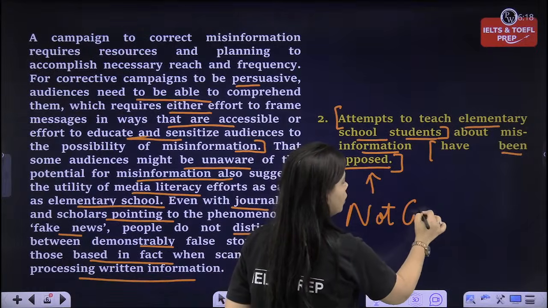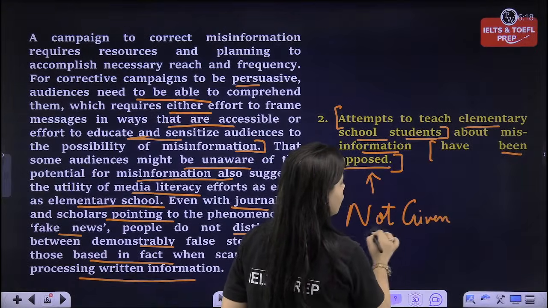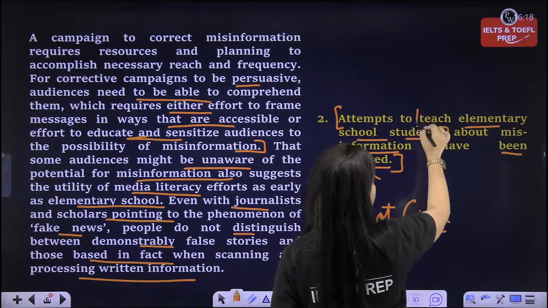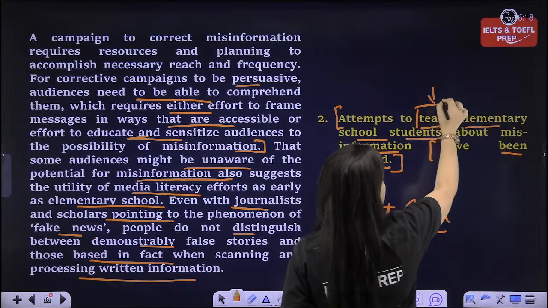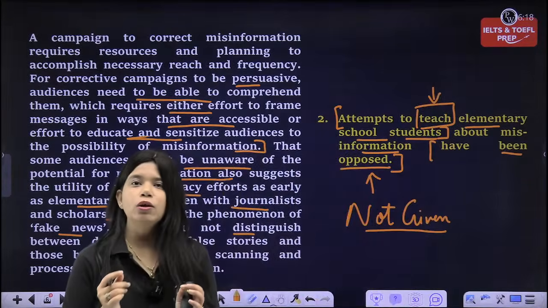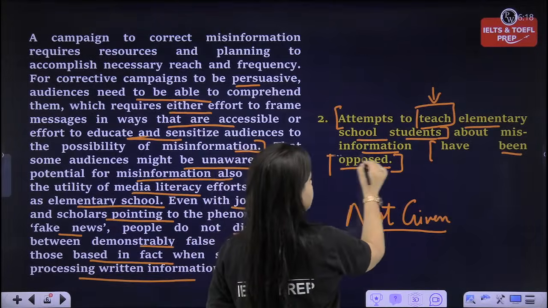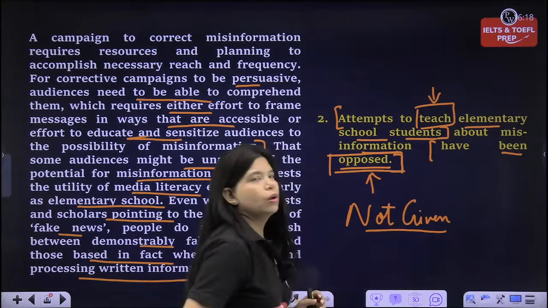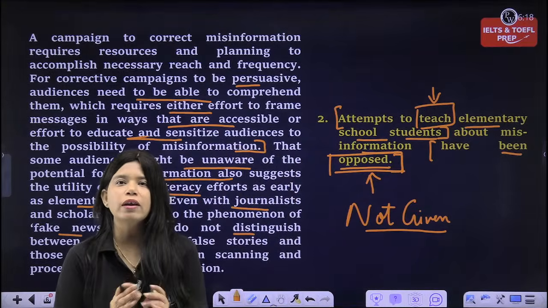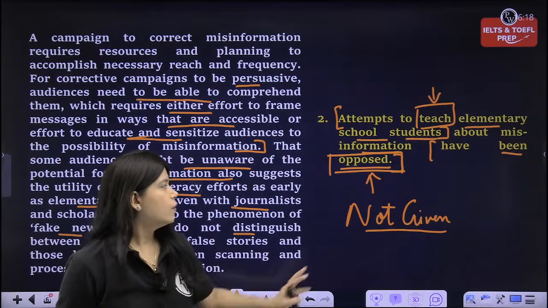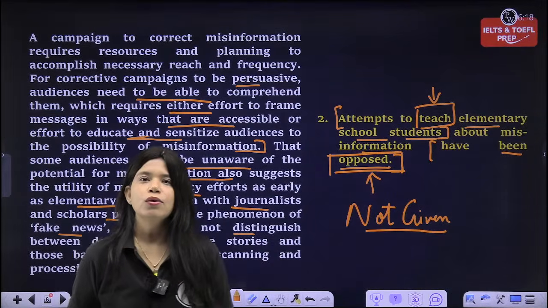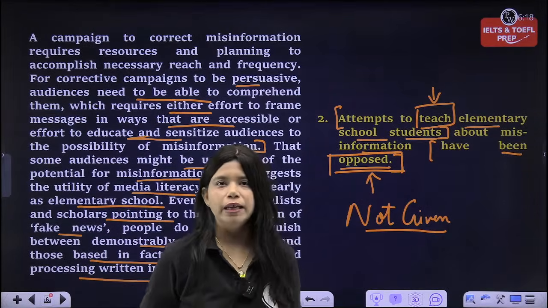Why exactly not given? Because first, we do not know whether the elementary school students are being taught or not. Second, we do not know whether these attempts are being opposed or not. There is no information on these two things, which is why the answer is not given. I hope that made sense.